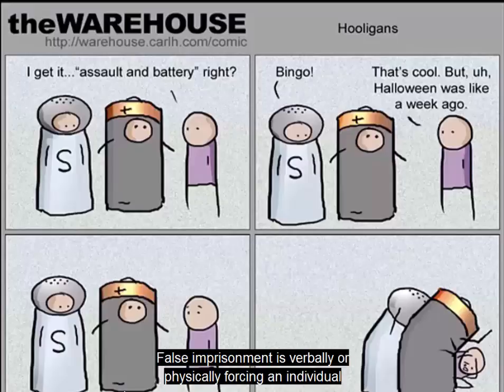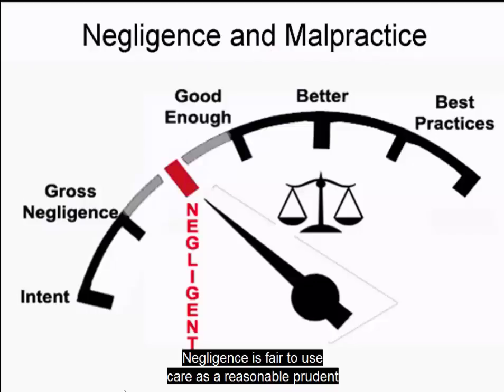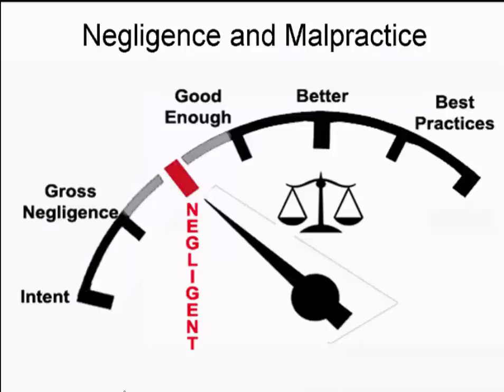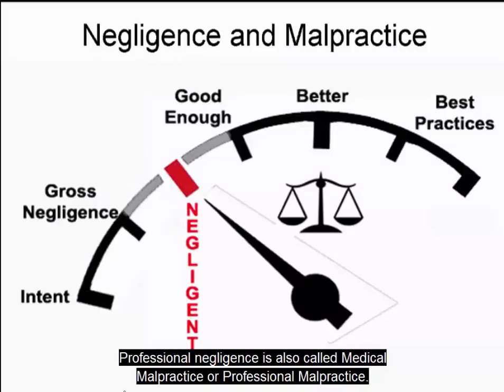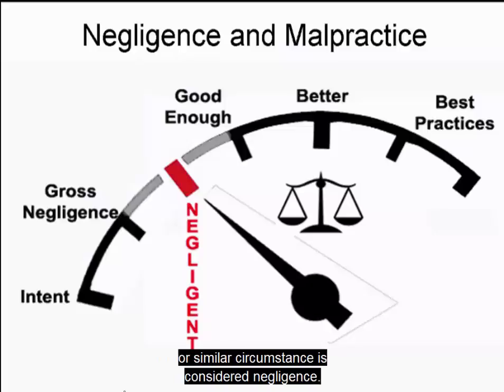False imprisonment is verbally or physically forcing an individual to stay in a place against their wishes. Negligence is failure to use care as a reasonable, prudent, and careful person would use under similar circumstances. Professional negligence is also called medical malpractice or professional malpractice. Omission or commission of an act that departs from the standard of care, again, that a reasonably prudent person would do in the same or similar circumstance, is considered negligence.